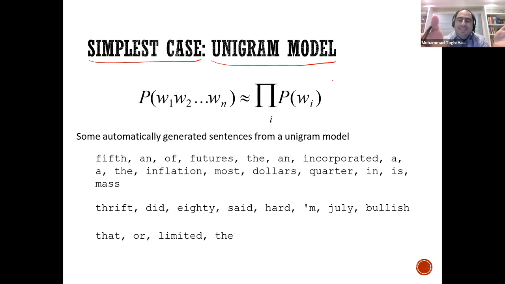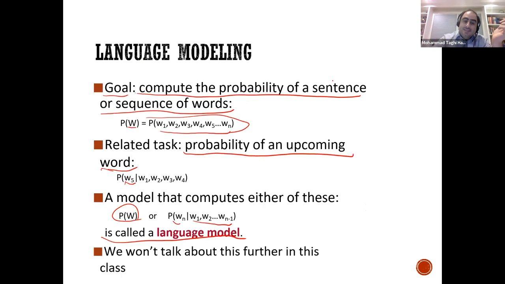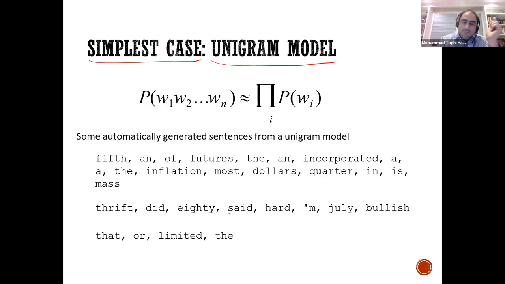This is somehow an independent version. It means that if W1 comes after W2, then there is no correlation between them. Of course, this is not correct. There is a correlation. That is the reason for the other model we talk about, the conditional one, which is based on the correlations between W1 to WN-1 and WN. If you have such a unigram model and generate sentences from it, you get something like this, completely nonsense sentences.